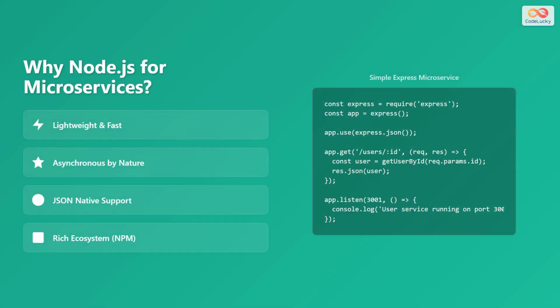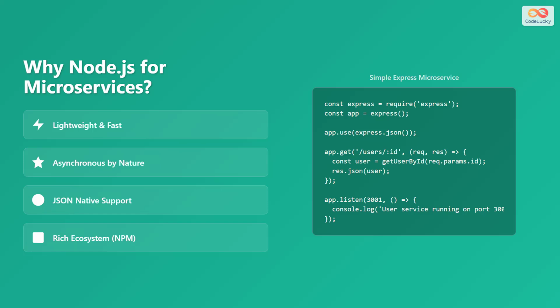Why should we choose Node.js for microservices? Node.js is lightweight and fast. It is asynchronous by nature. It has native support for JavaScript object notation and a rich ecosystem through NPM, the Node package manager.